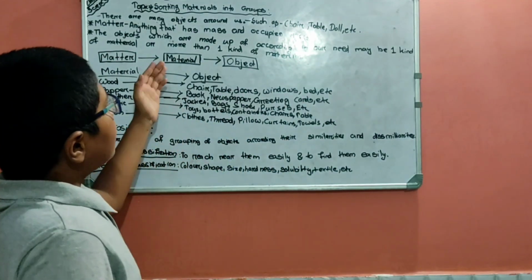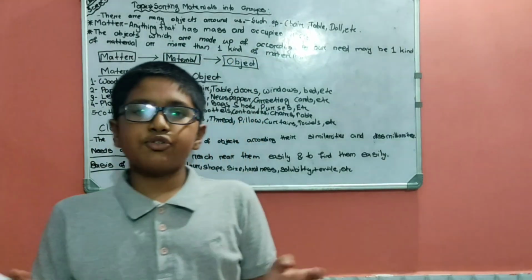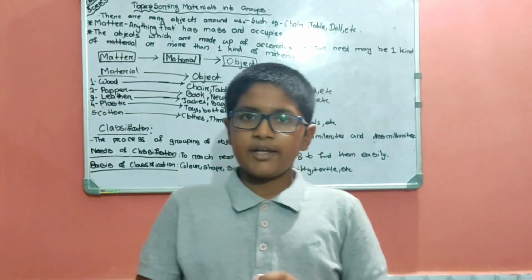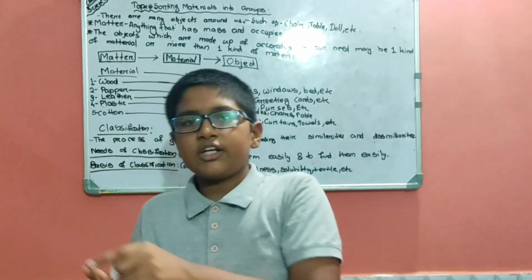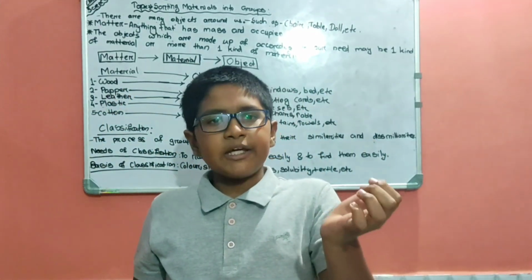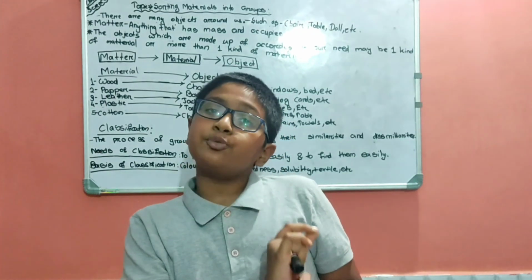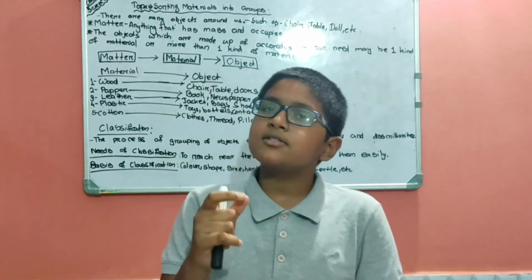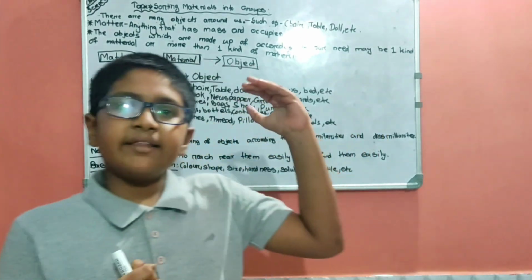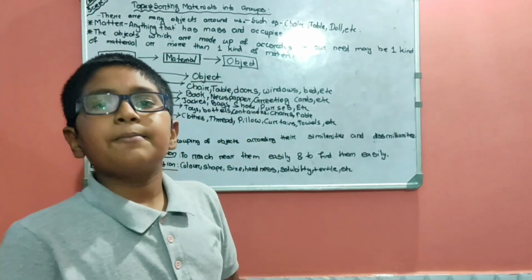An example of one kind of material is gold jewelry. If we take only pure gold, the jewelry will be smashed easily. So we need to mix copper with it, which makes it strong, and in this process the gold jewelry is made.